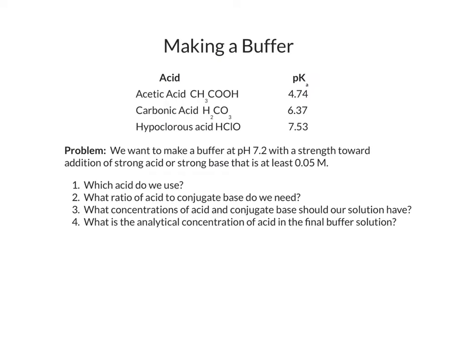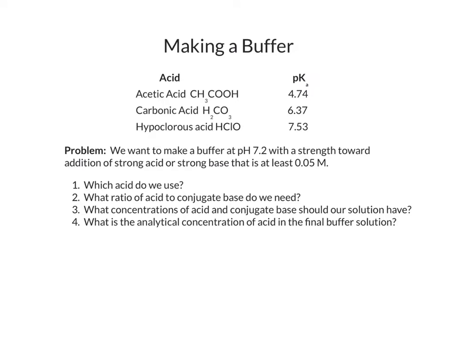Let's imagine that we're doing an experiment that is very sensitive to pH. And so we need to make a solution that will resist any changes in pH so that we have a constant pH throughout our experiment. Imagine that we want this pH to be 7.2.